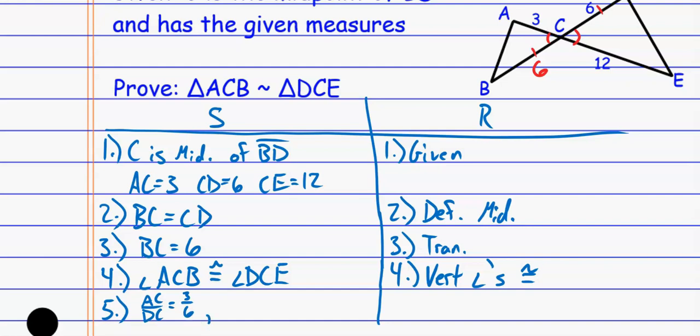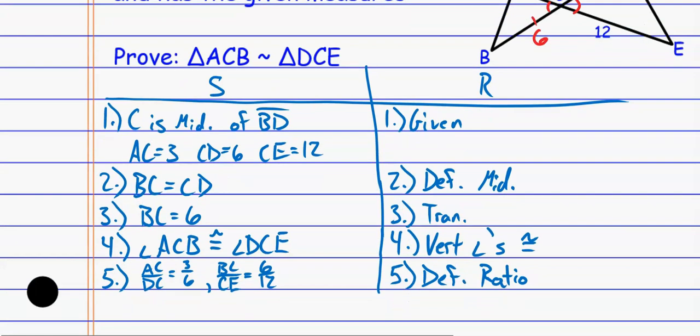But then I can also set up another ratio here. I can say that BC over CE equals 6 over 12, okay? And I'm allowed to do that because that's just what a ratio is, okay? So I'm going to justify it by saying the definition of a ratio. Definition of a ratio is just comparison of two things by division, okay? So I'm going to say the definition of a ratio here.